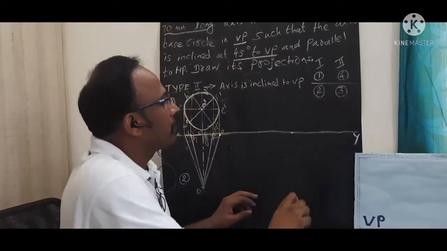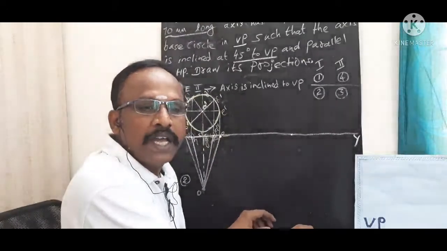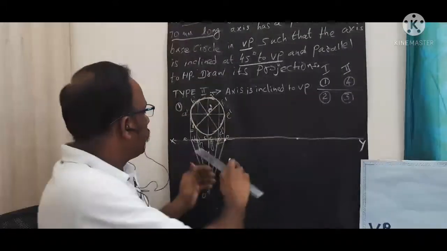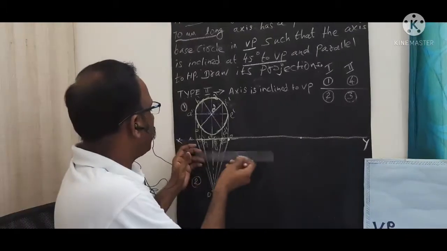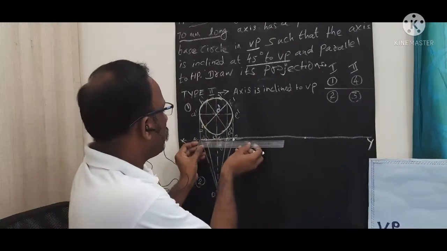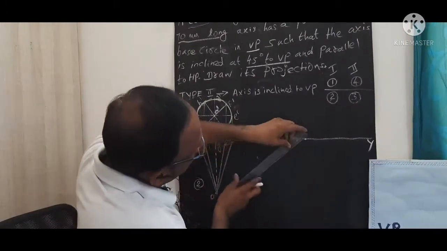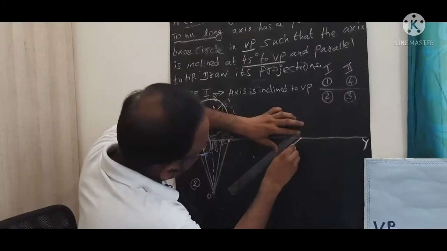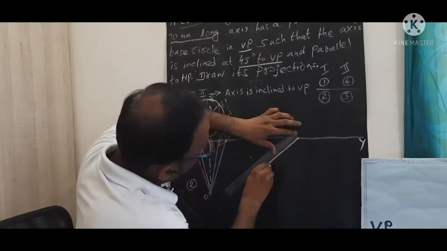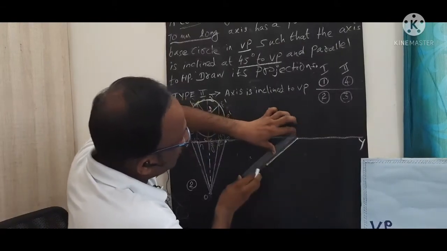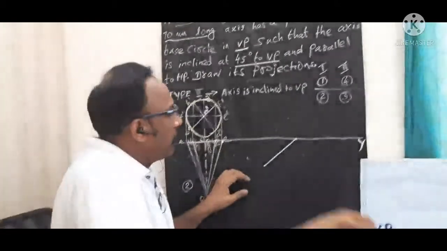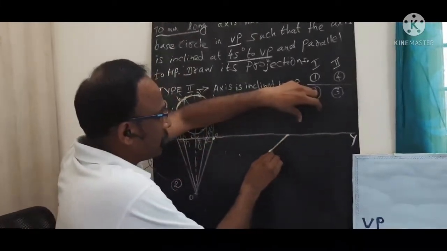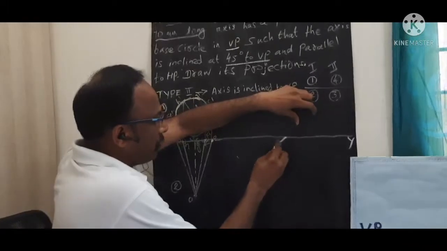So here the base inclination is nothing but 90 minus 45, which is 45. So we need to take this dimension, whatever we have here, and draw a 45 degree line. Like this way you need to draw. That is my base line for step number 3. That is the second top view.